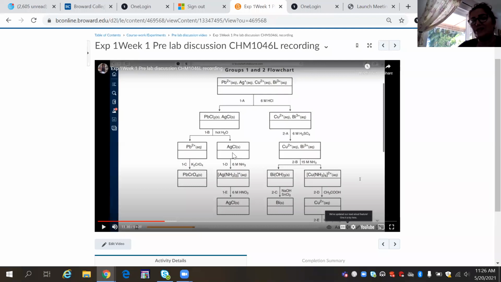What's the purpose of the centrifuge? The centrifuge is going to make the solid settle down completely. So when you are pouring the liquid, the solid doesn't leave at the same time. So you are going to have now a solid and the liquid. The liquid contains the lead, and the solid is AgCl.